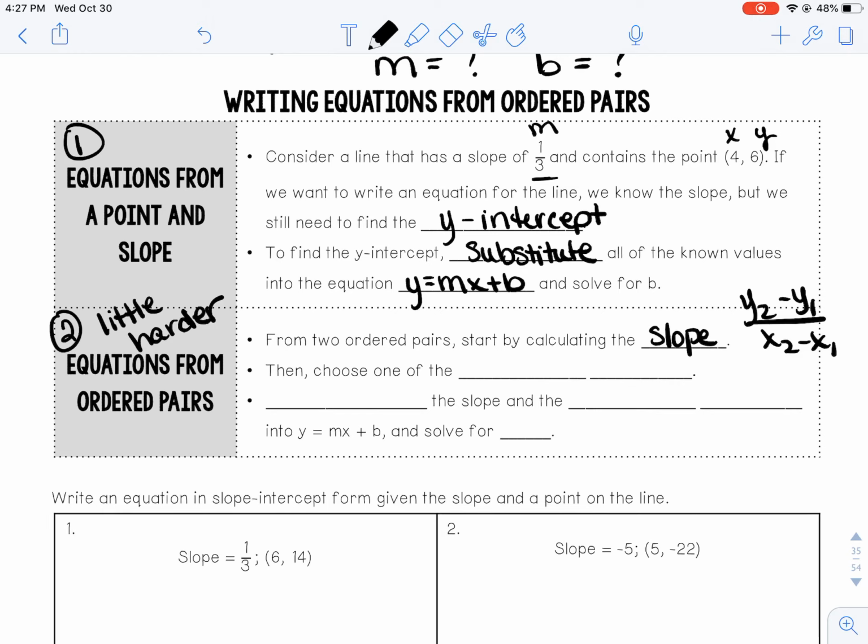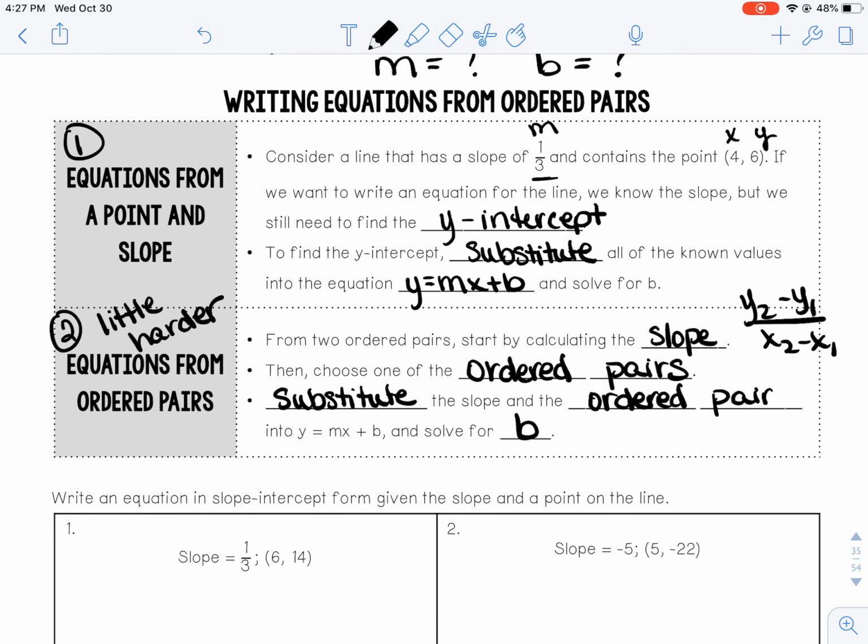Once we have the slope, we're going to choose one of the two ordered pairs that we have. And it doesn't matter which one. I always try to go with the ones that are positive and no decimals or fractions if that's available. Once we've chosen one of the ordered pairs, then it kind of looks like the problem up above. We're going to substitute the slope and the ordered pair that we chose, and then we're going to solve for b.